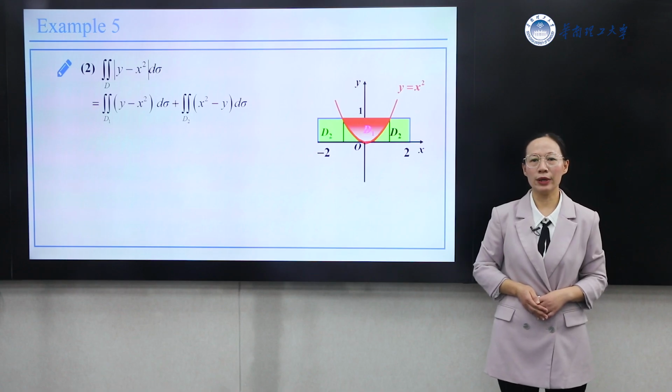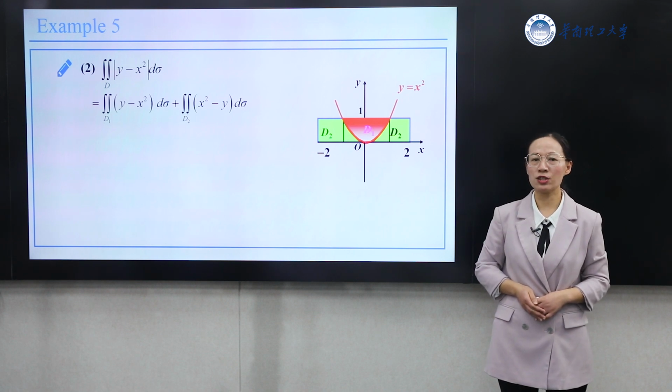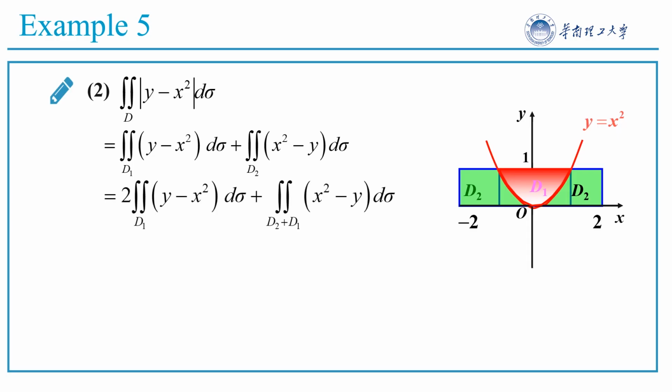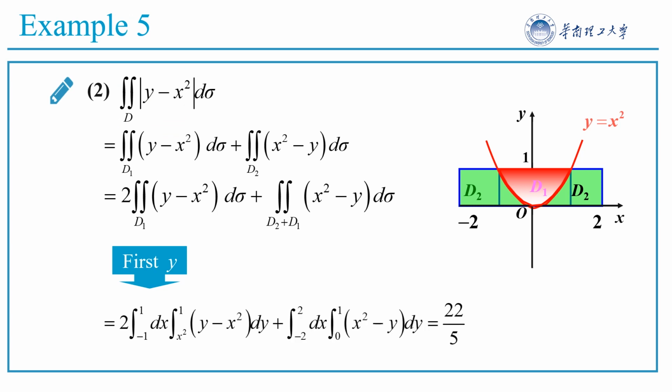Notice that the double integral of y minus x squared on D1 is the negative value of the double integral of x squared minus y on D1. So we have 2 times the double integral of y minus x squared on D1 plus the double integral of x squared minus 1 on D. These two integrations can both be converted to iterated integrals according to the x-style regions.